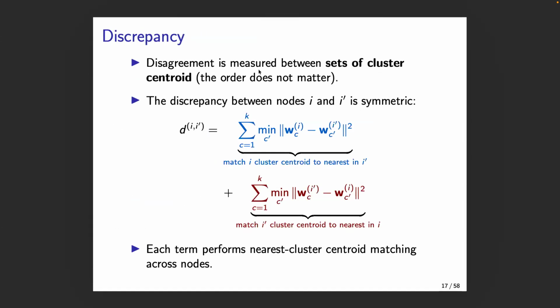We need a disagreement that is symmetric, otherwise we could have the same problem as before. So this is measured between sets of clusters, and we have two terms. The first one is what we call the match of each cluster centroid of node i to the nearest centroid in i prime, and the second one, the symmetric term, matches each i prime cluster centroid to the nearest one in i. As we will see, usually it cannot be symmetric every time.